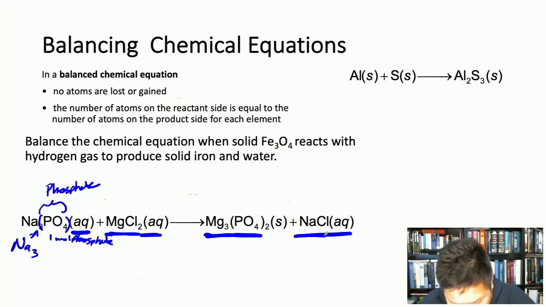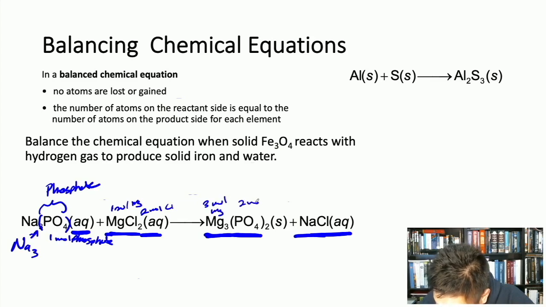Let's write out the moles of everything. We already got the sodium phosphate over here, but magnesium we have 1 mole of Mg, and then chloride we have 2 moles of chloride, right? And then over here on the product side we have 3 moles of Mg. We have 2 moles of phosphate, right? Different from over here where we only had 1 mole on the reactant side. And then we have 1 mole each of sodium and chlorine.